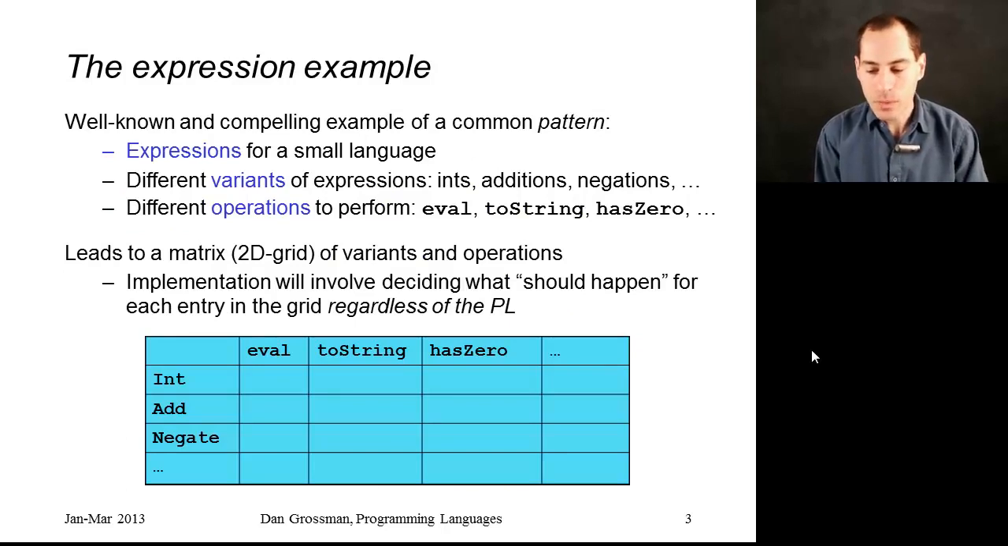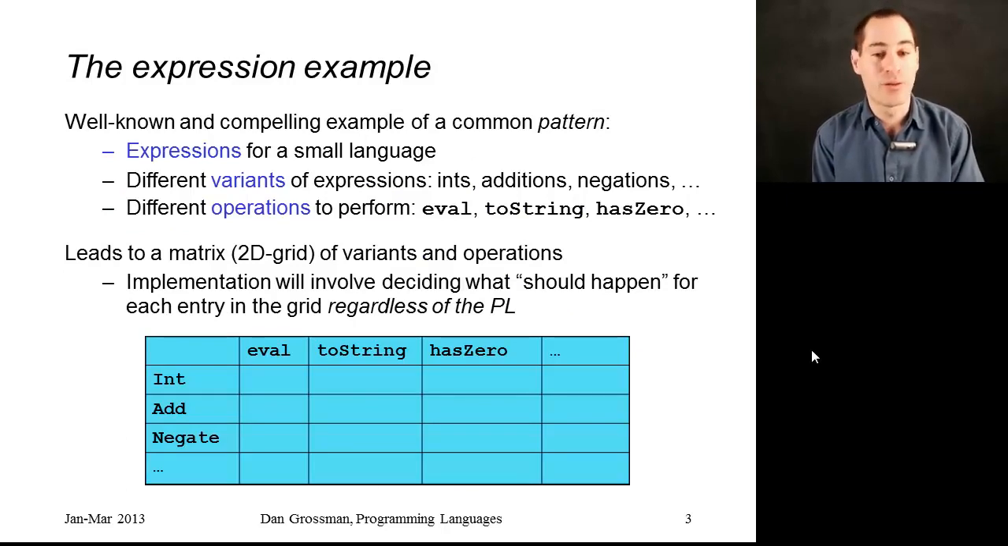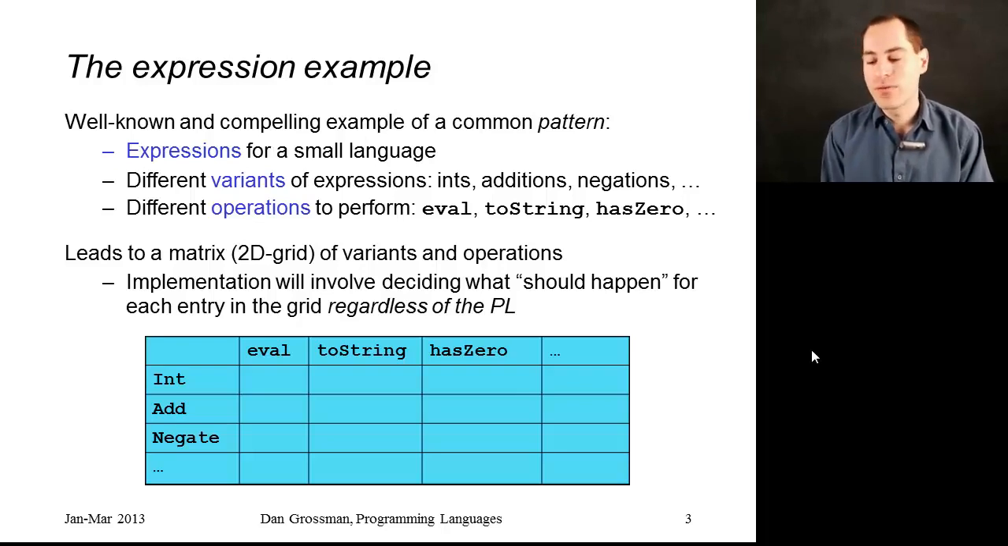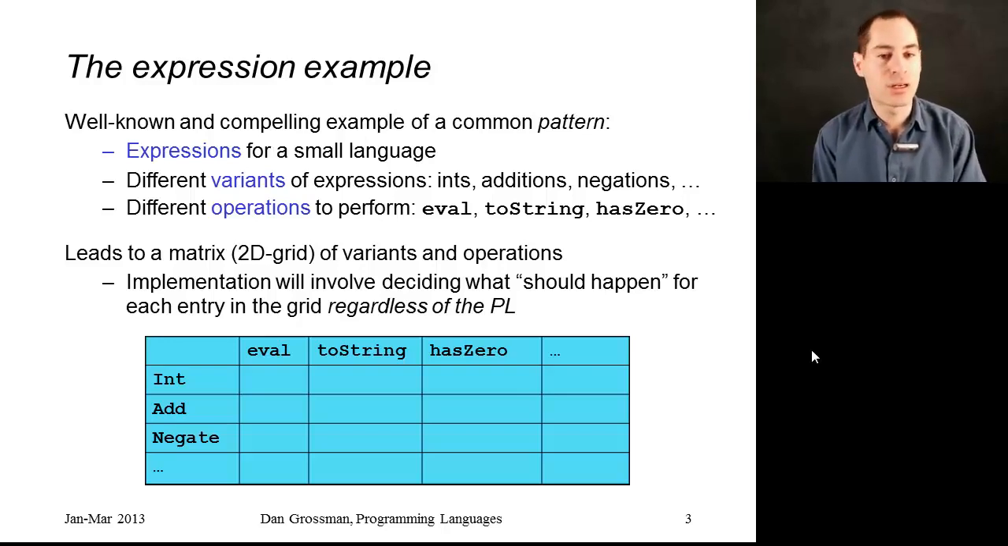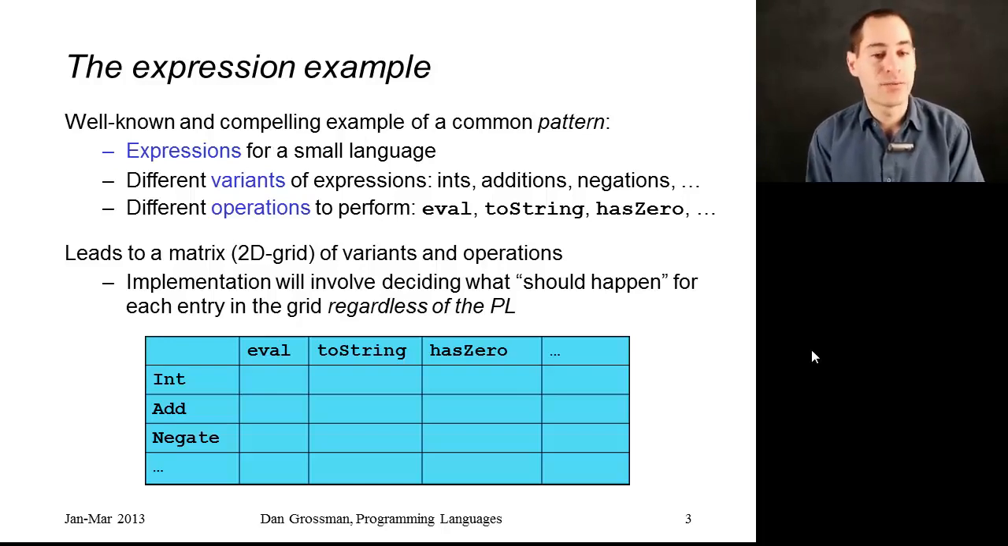And let's just jump into this matrix by understanding the canonical example people use when explaining this issue. So suppose we have expressions for a small programming language, exactly the kind of language we considered when we learned how to write interpreters earlier in the course. Well, it turns out that you really have two things. You have different variants of expressions, different constructors. So maybe you have integer constants, you have addition expressions, you have negation expressions, and so on. Those are different kinds of data.